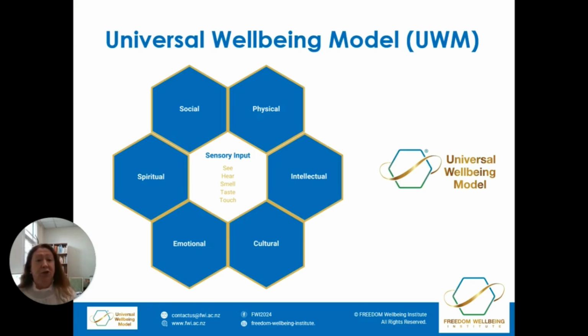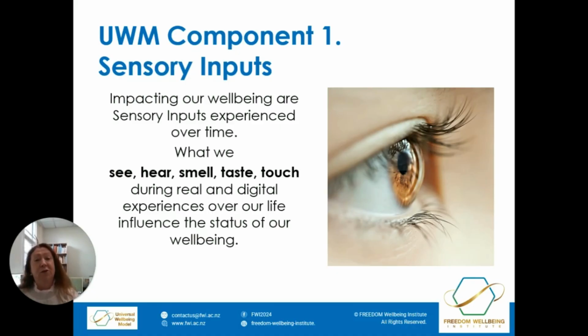In this particular picture, this is an abbreviated picture of the model, and this just shows 2 of the 4 components in the Universal Wellbeing Model. The first component are what we call sensory inputs. These are all the things we see, hear, smell, taste and touch that impact our universal well-being over time. These experiences can be real life encounters, or they could be via digital means. Digital means can be powerful and impact our well-being just as much as real life experiences.